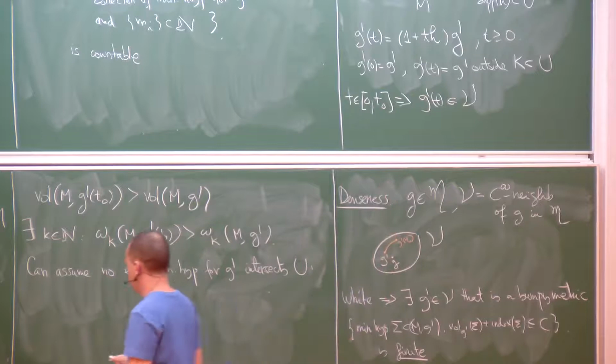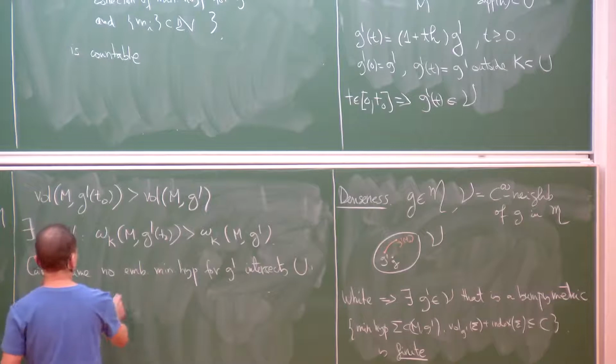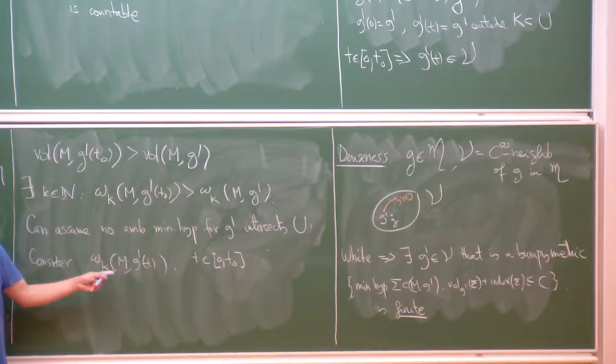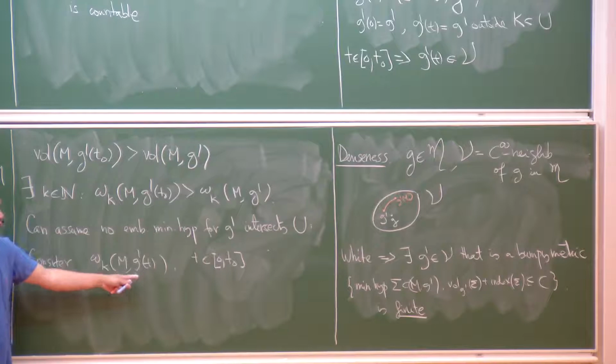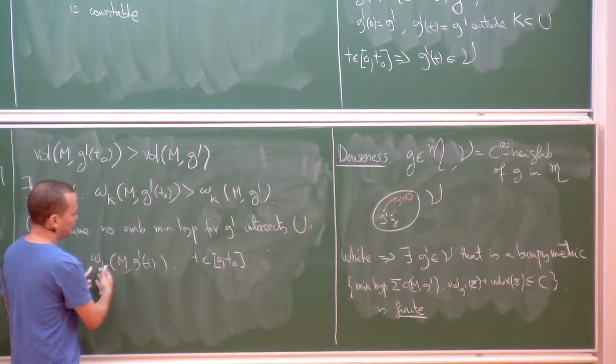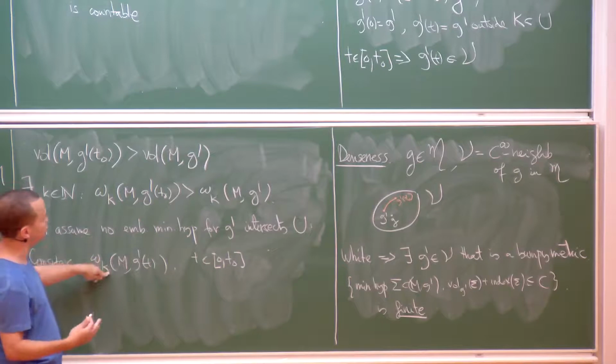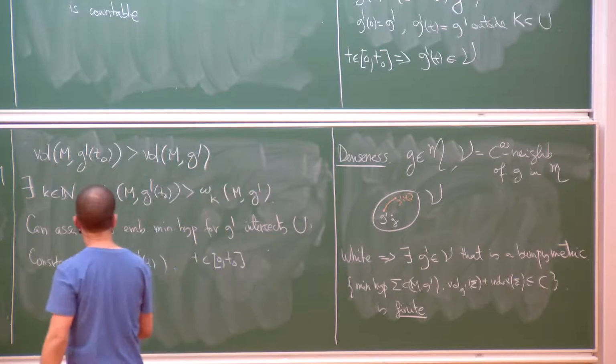So then you consider the number omega k of M, G prime of t, where t is between 0 and t naught. So there are only two possibilities for this number. Remember that this number is always the area of a minimal surface for G prime of t. So either you create a new minimal surface, so either this is achieved by a minimal surface that intersects U, right, and this is a new minimal surface, or the minimal surface does not intersect U, but if it does not intersect U, that minimal surface is also a minimal surface for G prime. And in that case, this number has to belong to C. Okay, so there are only two possibilities.